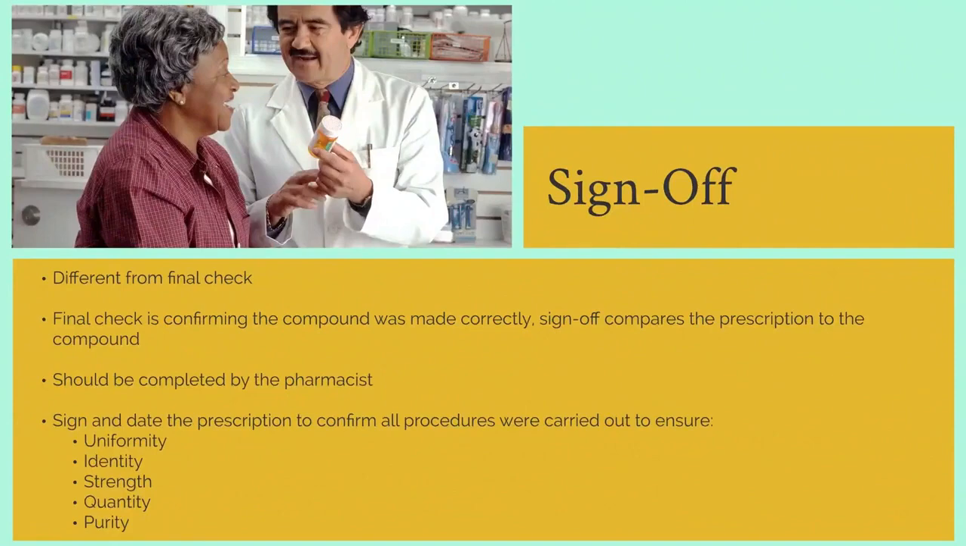That leads me into the sign-off, which is different from the final check, like I said. The final check is confirming the compound was made correctly. So sign-off compares the prescription to the compound. So this also should be completed by the pharmacist. And you want to sign and date the prescription to confirm that all the procedures were carried out to ensure the uniformity, identity, strength, quantity, and purity. So this step is less about the actual compound itself, but making sure that we're dispensing the right thing to the patient, making sure that we use the right drug, we use the right strength, all of those things so that it's going to work for the patient.